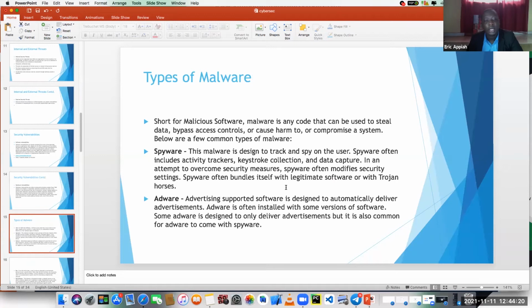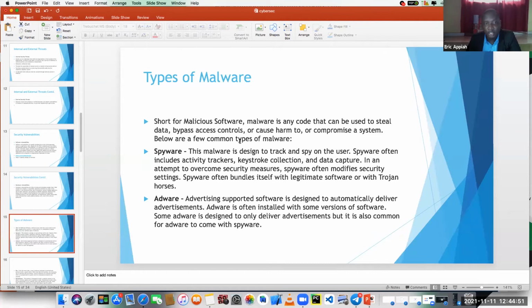Now let's look at the types of malware. We all know that every malware that we face in the computer, we say, oh, it's a virus. Oh, everything is a virus. And we are going to learn from here that not everything is a virus. They are all generally called malware, but there are several types of malware. And I'm going to explain them shortly.